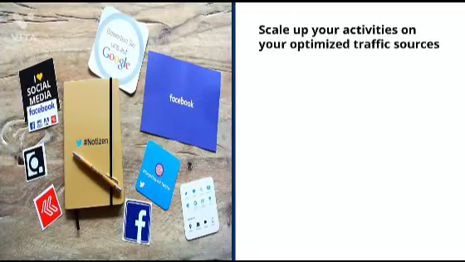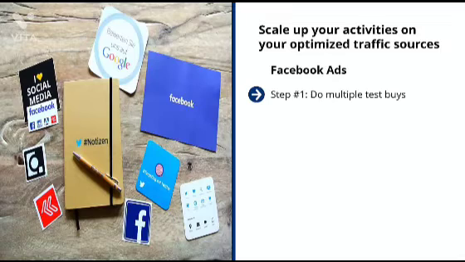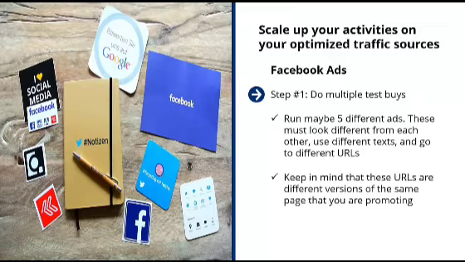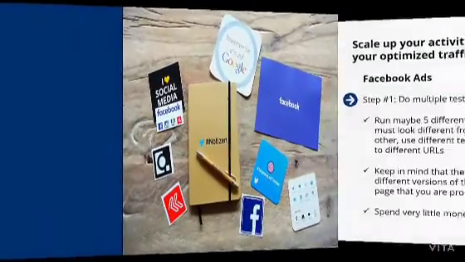Scale up your activities on your optimized traffic sources. What follows are optimization strategies customized for the different traffic methods discussed in the previous videos. Facebook ads. Step number 1, do multiple test buys. Run maybe 5 different ads. These must look different from each other, use different texts, and go to different URLs. Keep in mind that these URLs are different versions of the same page that you are promoting. The URLs are different because they are tracking URLs. Spend very little money at this stage. A $1 daily ad buy per ad is a good idea if you're testing 5 or more ads.